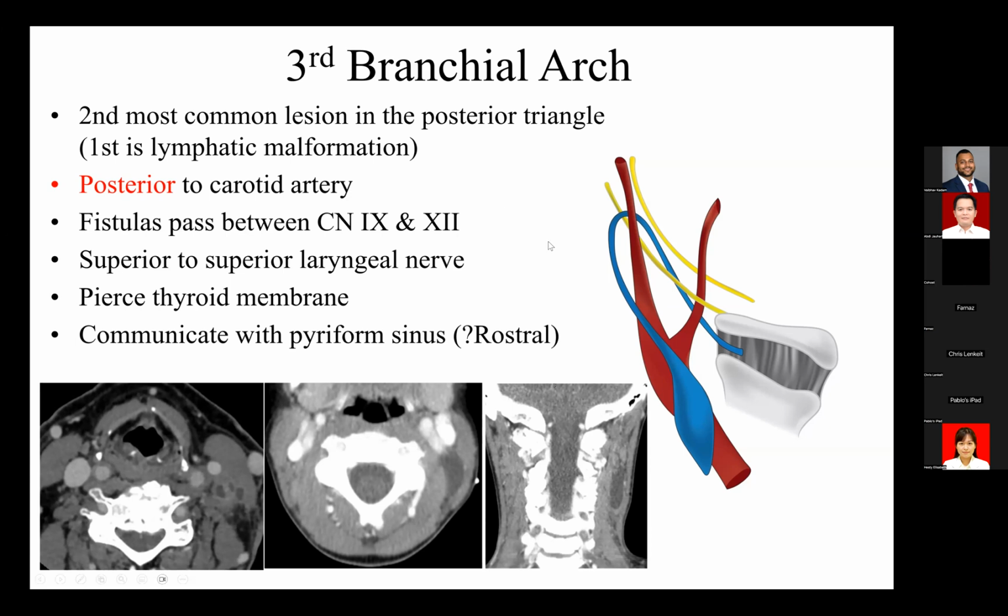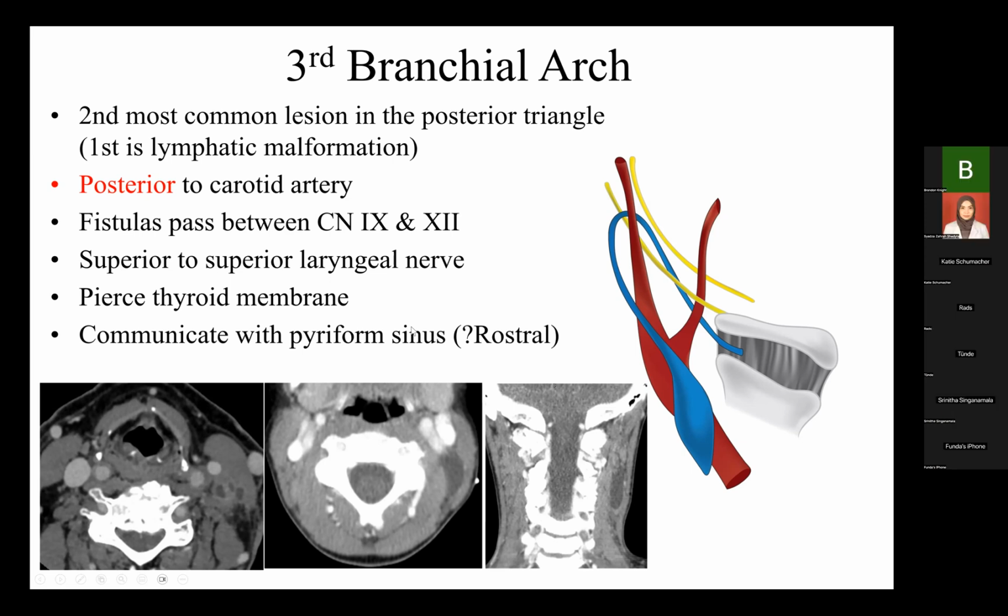So when we look at this, we have to take into consideration the embryology. So the third branchial anomaly is actually more common than you think it is. In fact, it's the second most common cystic lesion in the posterior triangle. The most common is a lymphatic malformation. So embryologically, the third branchial arch and its anomalies arise posterior to the carotid artery. So these fistulas pierce the thyroid membrane. They communicate with the piriform sinus.